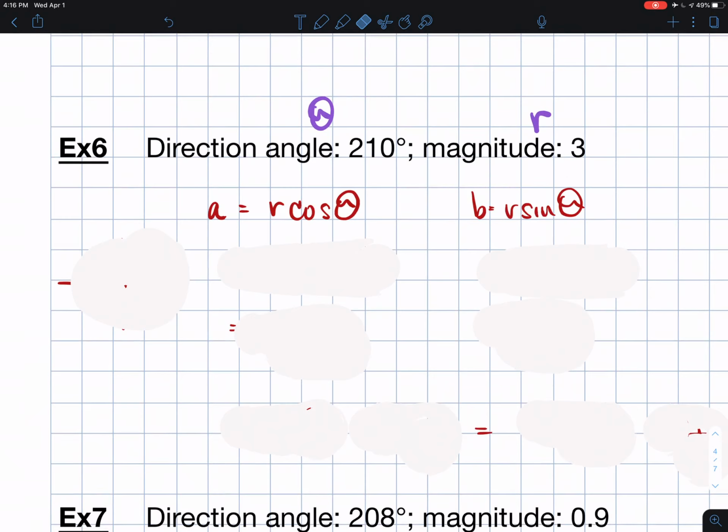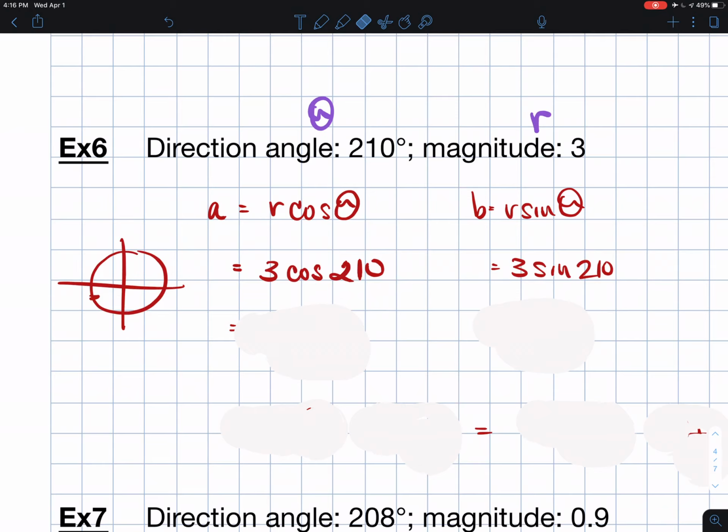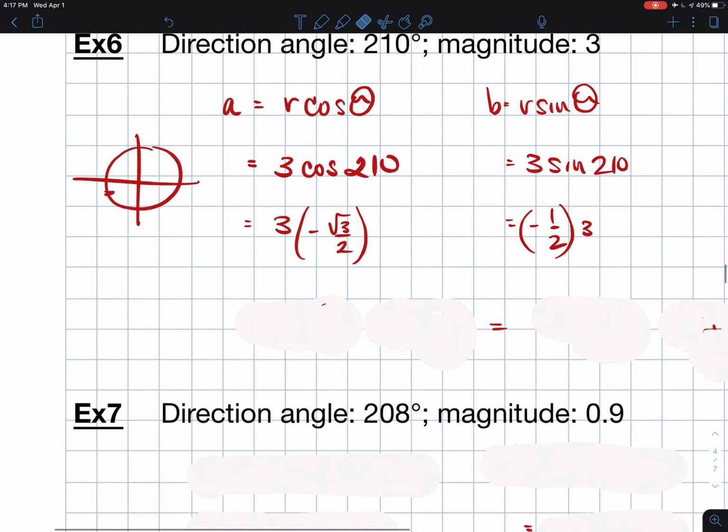There's my A formula. There's my B formula. Let's plug in our r's and thetas. And then we need the unit circle on this one. So 210, the cosine value is negative root 3 over 2, and the sine value is negative 1/2. So we'll multiply each of those by 3, and my A piece is going to be negative 3 root 3 over 2 times I. My B piece is negative 3/2 times my J.